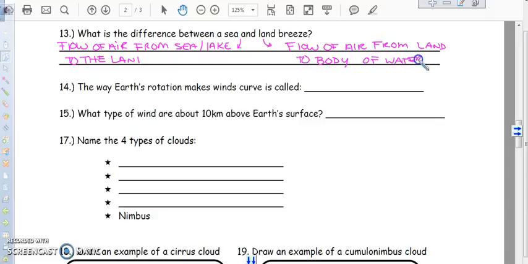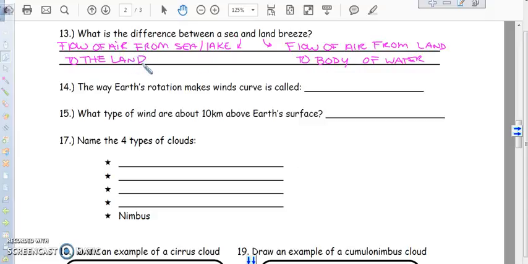A good way to remember this is the sea breeze starts in the sea, the land breeze starts on the land. So the first word is the starting point and then we move from there. So sea breeze, again, starts in the sea. Land breeze starts on the land.